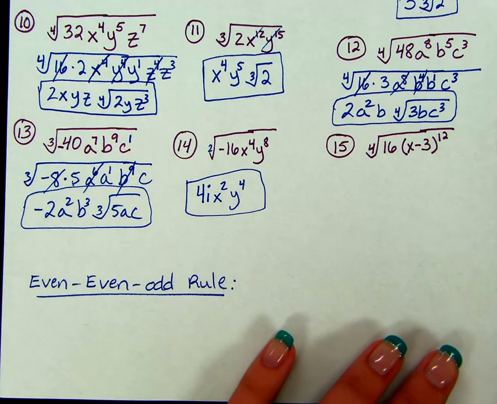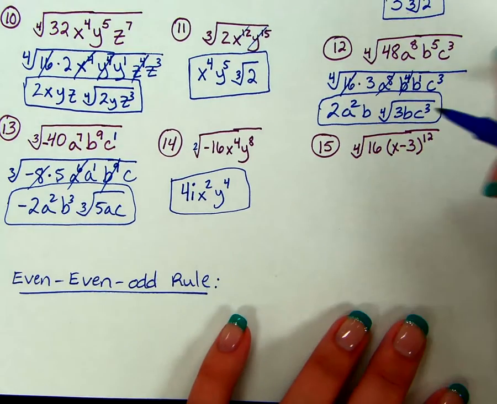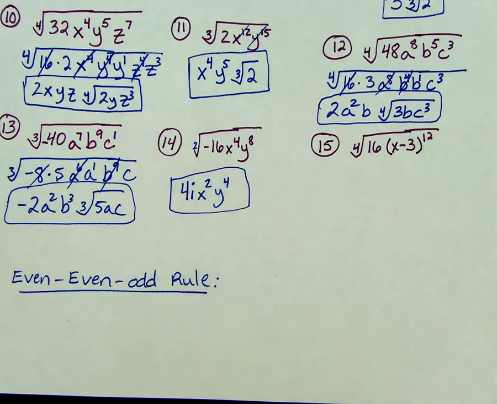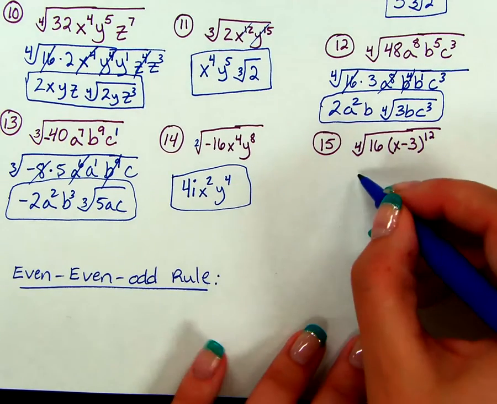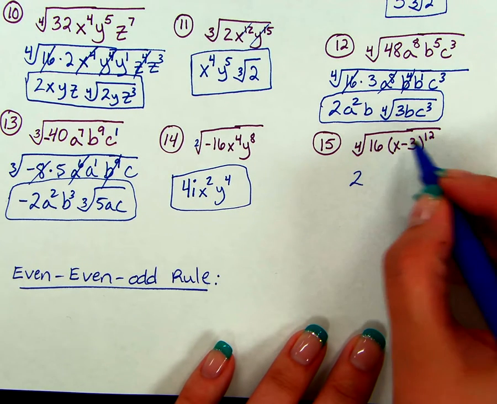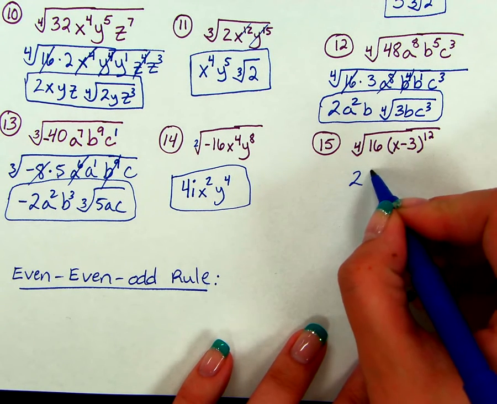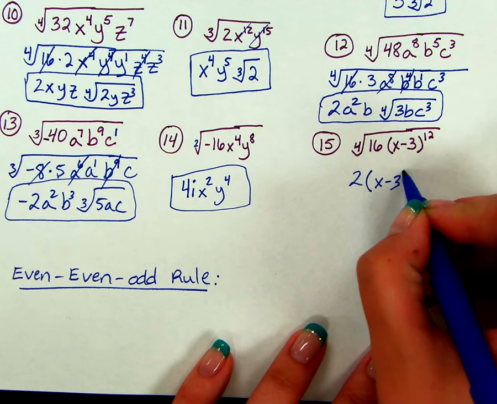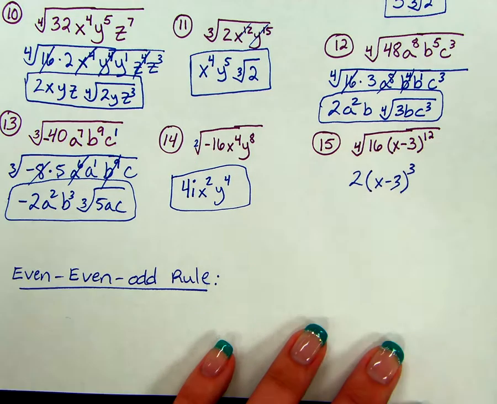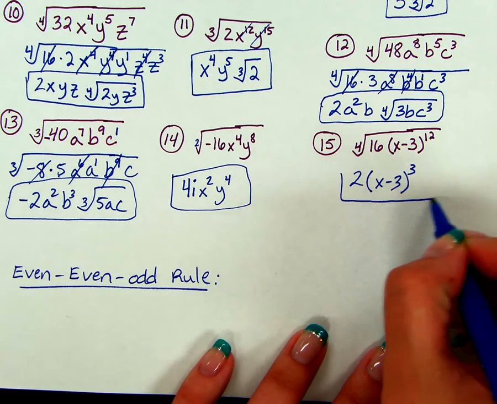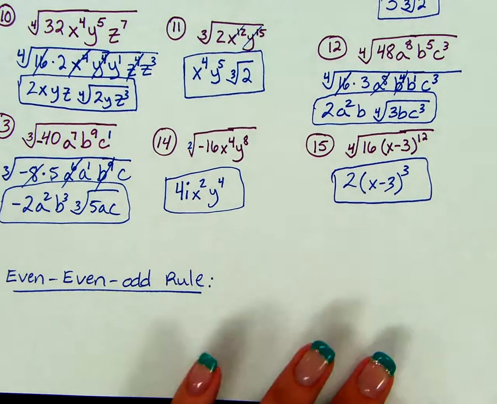And then our last example. So again, we're doing a fourth root. Now, when I look at this, I can take the fourth root of 16. That will be 2. And then, since this is a group, I'm just looking at this power. So 12 divided by 4 is 3. So then this will become x minus 3 to the third power. And we're not going to worry about simplifying that any further. So this would be our final answer.